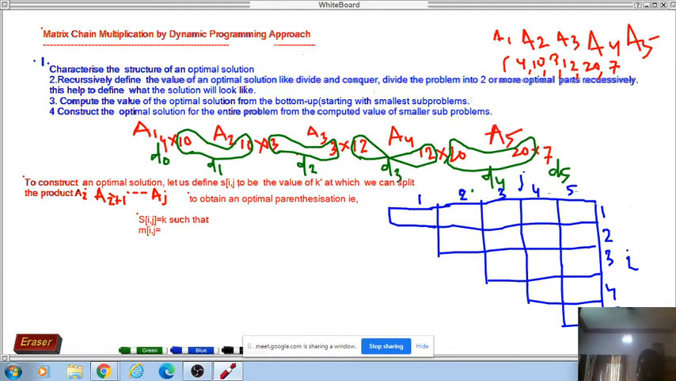M of ij is equal to m of i comma k plus m of k plus 1 to j, square bracket close, plus d of subscript i minus 1 into d of k into d of j. If you are not able to write it here, you can write d with subscript i minus 1. Now you can understand what the d1, d0 I have written here are.